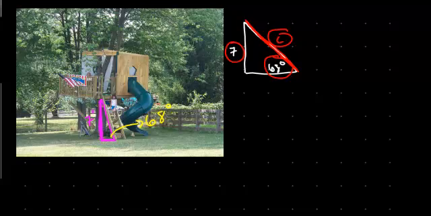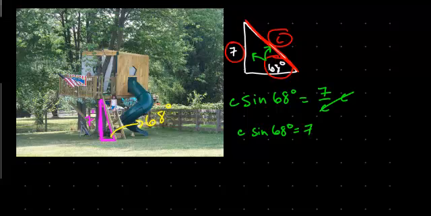So that's going to tell me that the sine of 68 degrees equals opposite 7 over hypotenuse, 7 over C. Multiply both sides by C. C's cancel. I get C times the sine of 68 degrees equals 7. Divide out by the sine of 68, and we get that C equals 7 over the sine of 68 degrees.